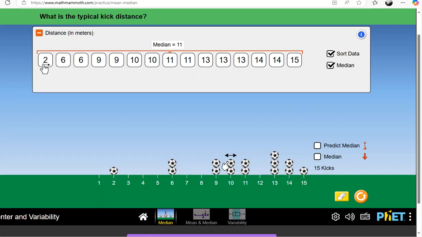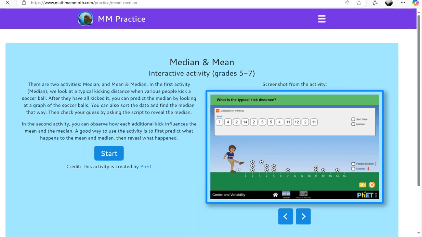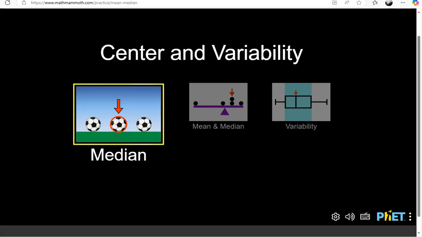So if you go to your course, you click this link to access the simulator. You're brought to this page. It says ages 5 to 7, but your grade's 5 to 7. I know this is grade 8, but that's totally fine. We're all kids at heart. And then you click start.